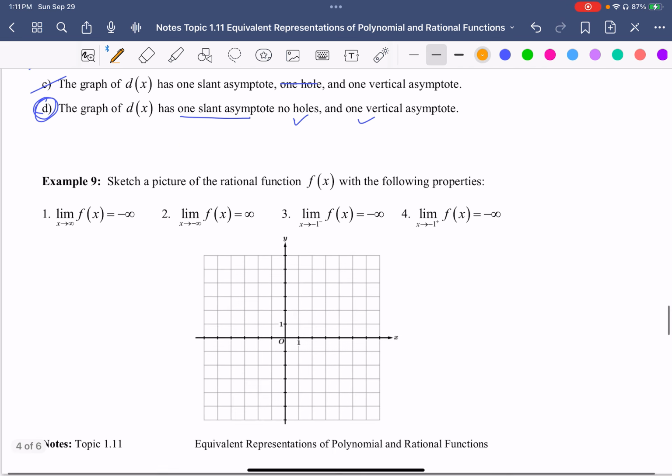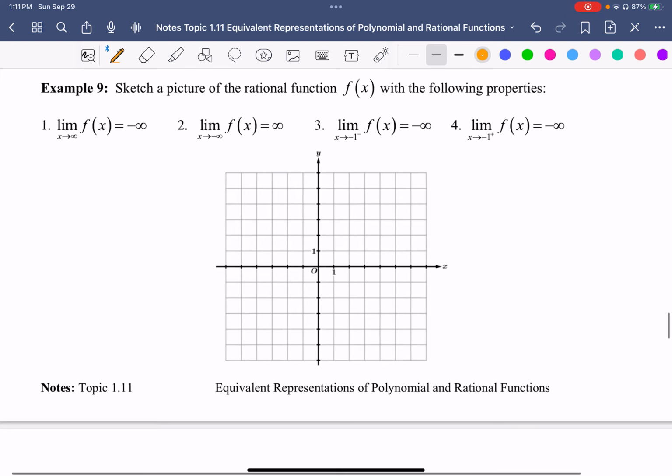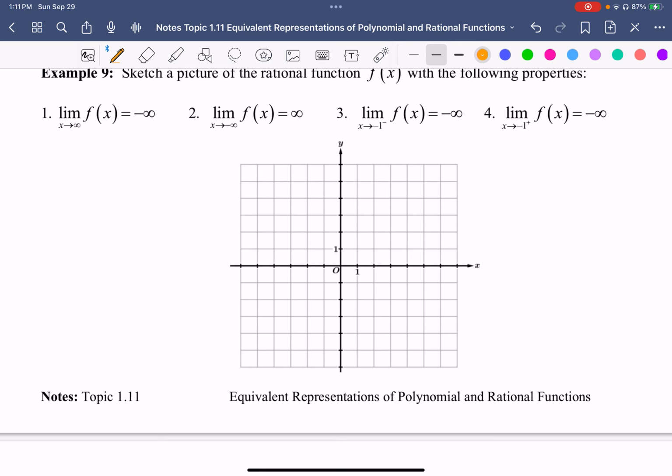Okay, now let's move on to example 9. We're going to sketch a picture of the rational function f of x with the following properties. What I'm going to pay attention to is what it is telling me underneath the limit statement. So this one says as x approaches infinity. I know that as x approaches infinity, I am going all the way to the right. And it's telling me that my y values are going down to negative infinity.